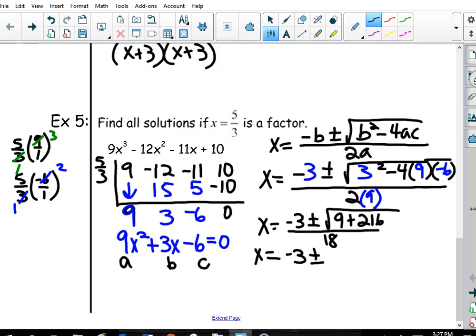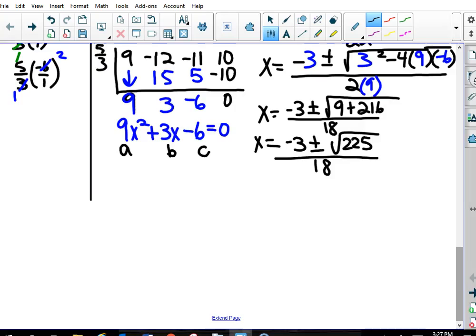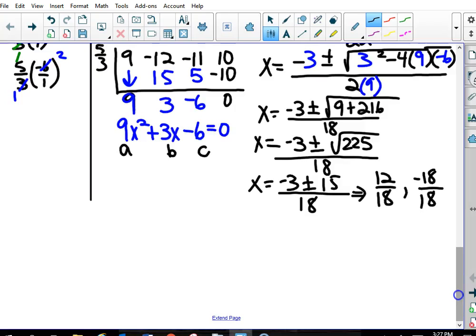Okay, 216 plus 9 is 225, which is a perfect square. That's 15 squared. So I'm going to keep reducing. X equals negative 3 plus or minus 15 over 18. This gives me 2 solutions. Negative 3 plus 15, so that's 12 over 18. And then negative 3 minus 15, negative 18 over 18.